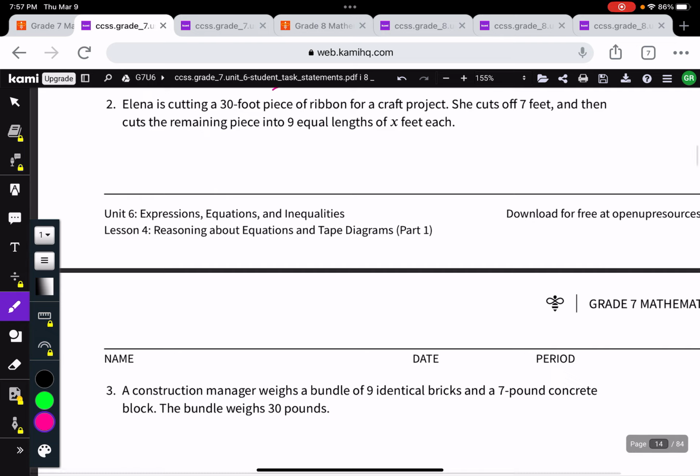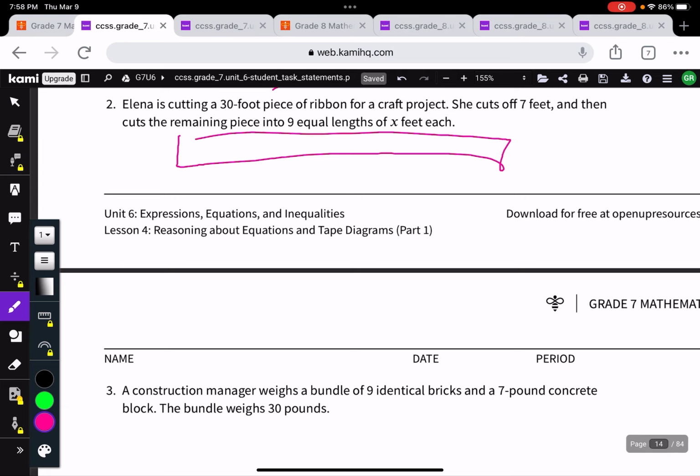Elena is cutting a 30-foot piece of ribbon for a craft project. She cuts off 7 feet and then cuts the remaining piece into 9 equal lengths of X feet each. 30-foot piece of ribbon for a craft. She cuts off 7 feet, and then the remaining is into 9 equal pieces.